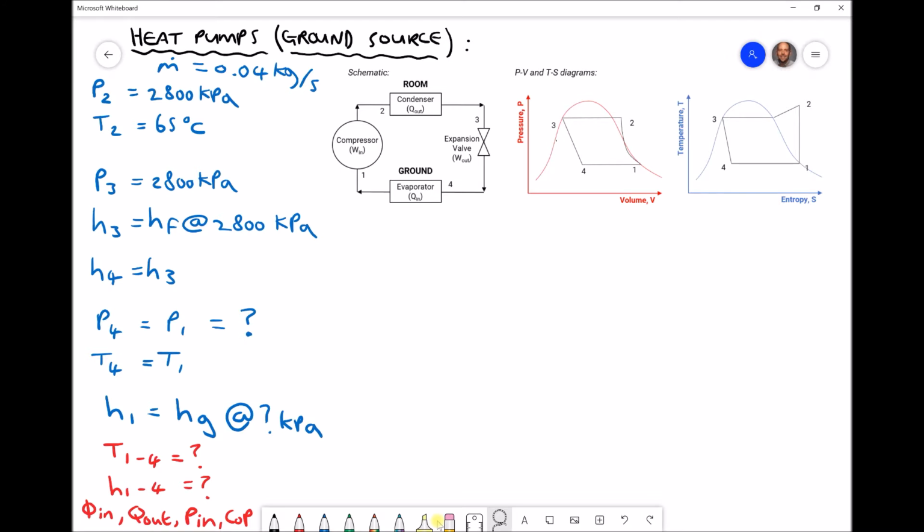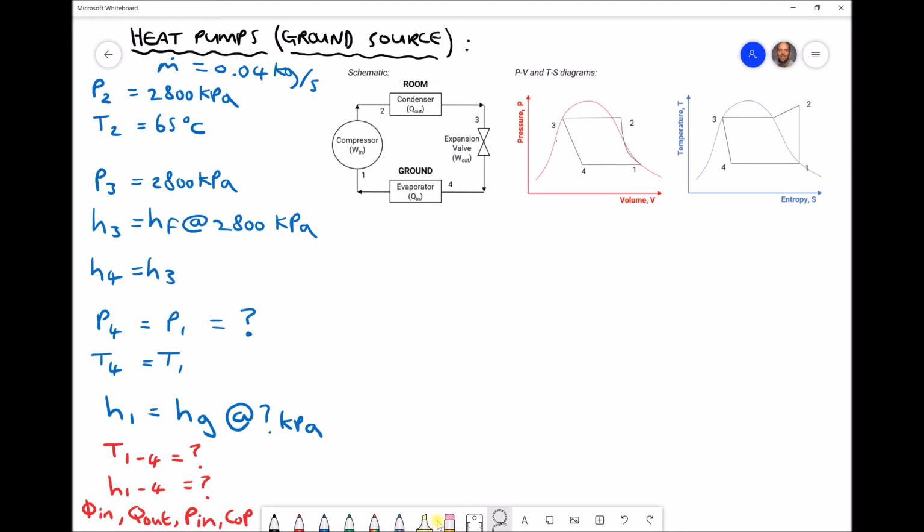Okay, so as I'm sure you'll recall, the first thing that we're asked to determine is the temperature and enthalpy at each of our states 1 to 4. Now, the position that we have the most information about there is position 2. So right at the top there, we know the pressure of the refrigerant at position 2, and we also know its temperature.